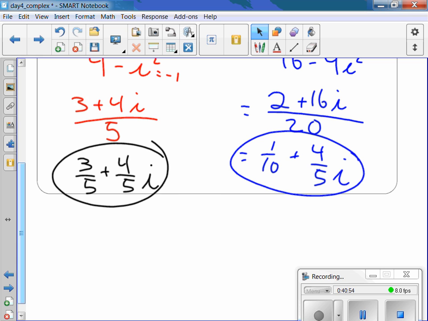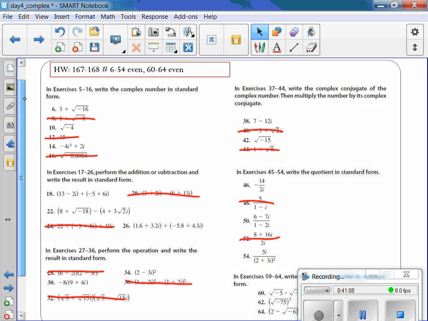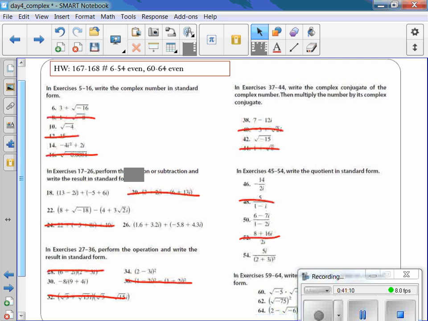So, on here, you're doing numbers 6 through 54 every other even. Okay, if you want to do every even, so the red line crossing on out, but then 60 through 64 even.